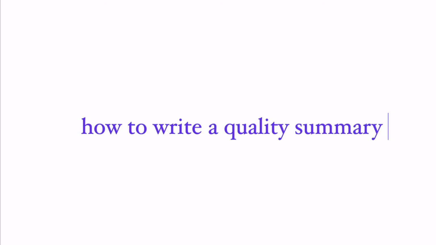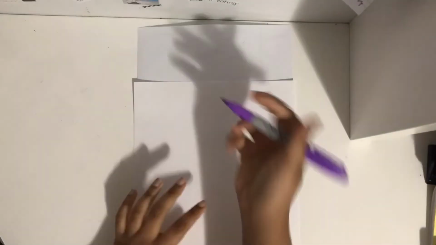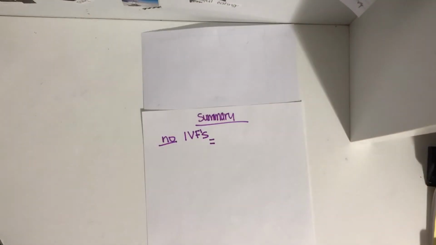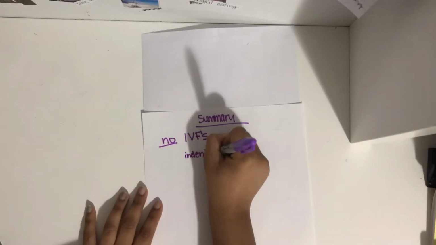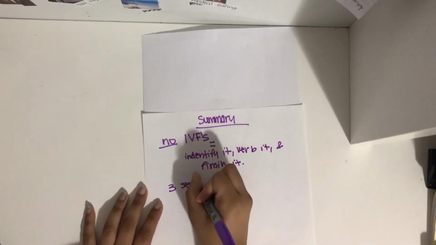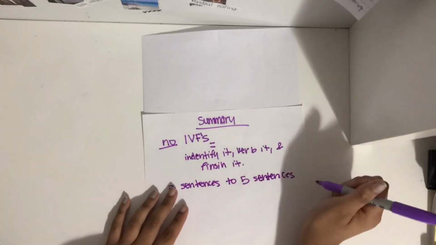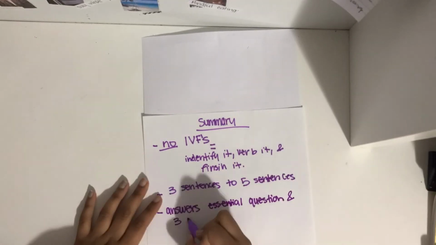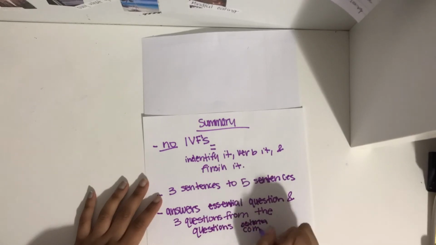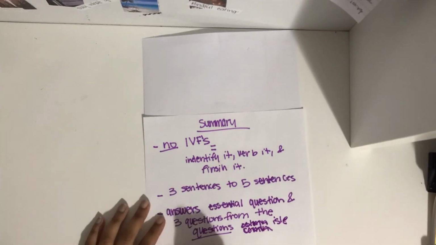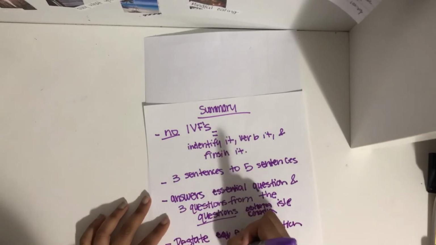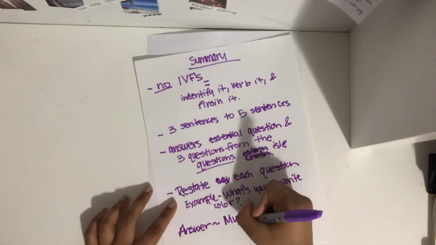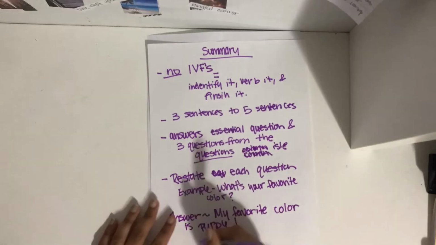After you have finished writing your whole notes, like your questions and your actual topic, you need to figure out how to write a quality summary. So the first thing is know IVFs, which means identify, verb it, and finish it, which is a 1-sentence summary. You need to have at least 3 sentences, but no more than 5. And you need to be able to answer your essential question and the 3 questions you asked from the left column, and make sure you restate each question. So like an example, what's your favorite color? And your answer would be, my favorite color is purple, making sure that you restate the question. So that is how you write a quality summary.